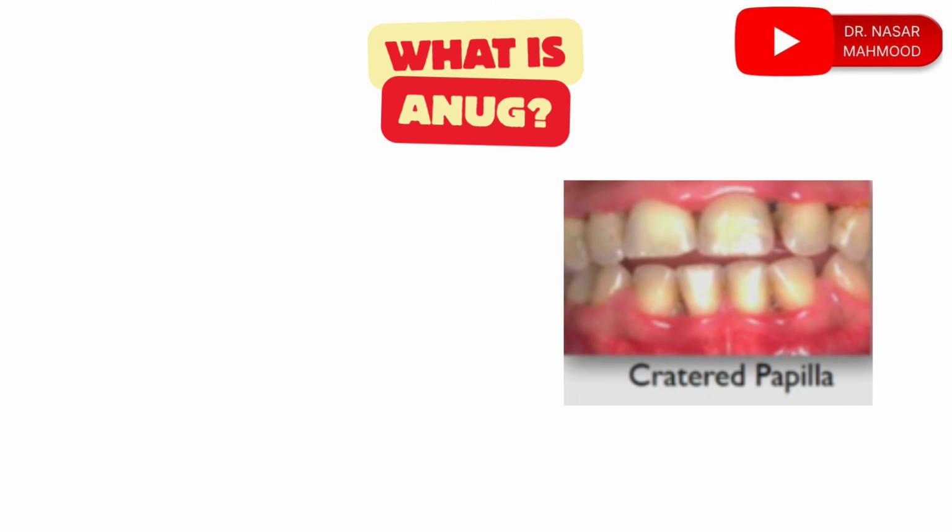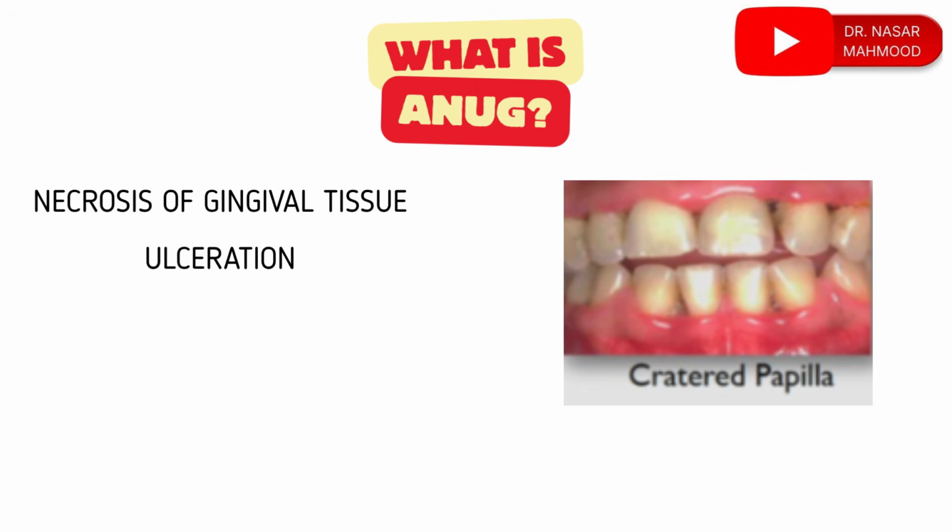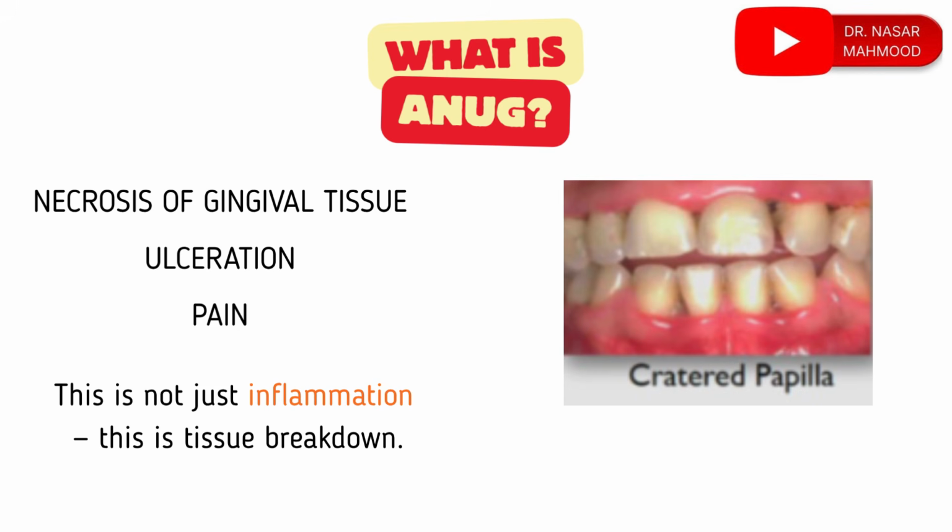Now, what is ANUG? If you look here, ANUG is an acute bacterial infection of the gingiva. It is characterized by necrosis of the gingival tissue, ulceration, and pain. This is not just inflammation, it is tissue breakdown.